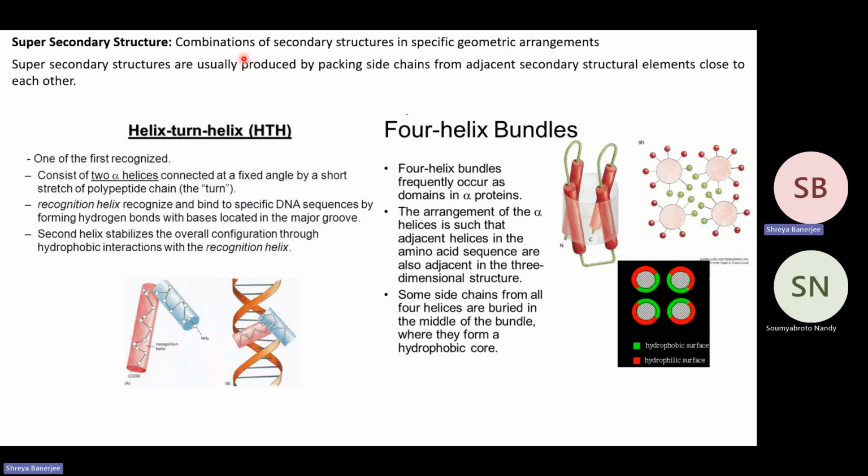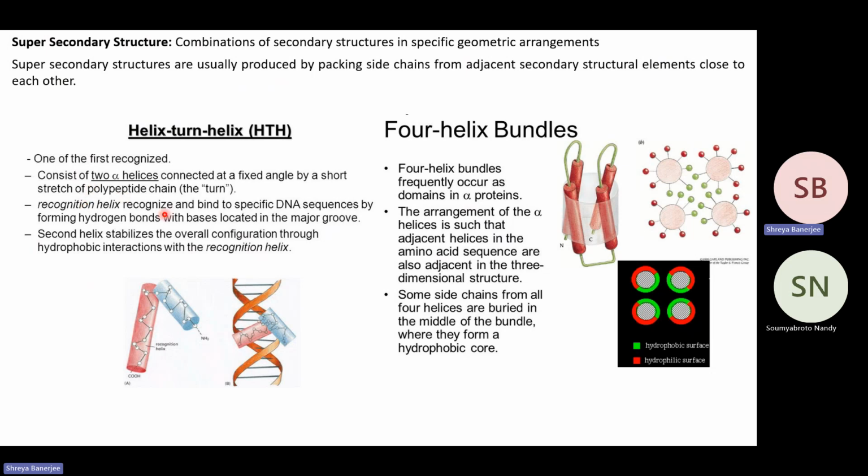So there is something called super secondary structure also. Super secondary structures are often also called tertiary structures, but we are specifically studying these because these are some of the ones that are found in nature. One is the helix-turn-helix. It consists of two helices, one red here, one blue here, connected by a turn. And this is a motif that is often found in DNA binding proteins.